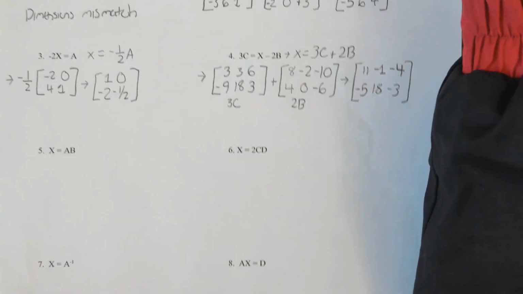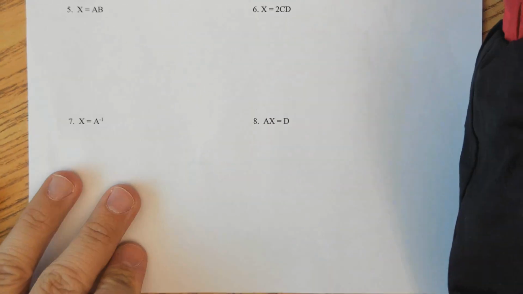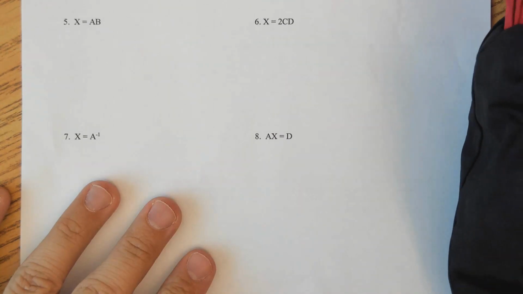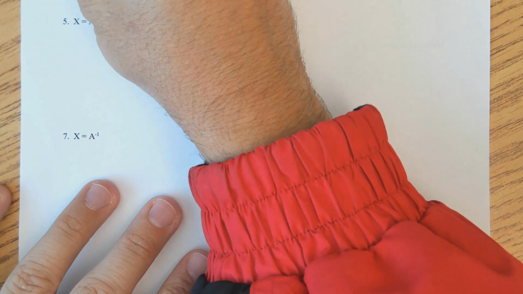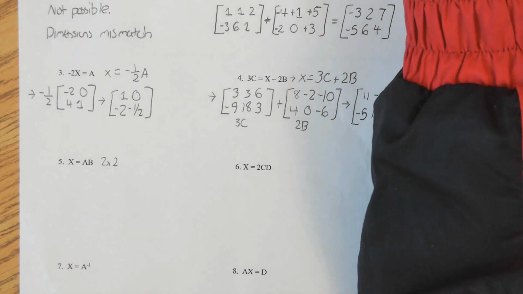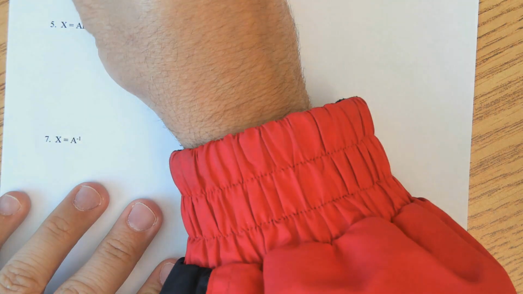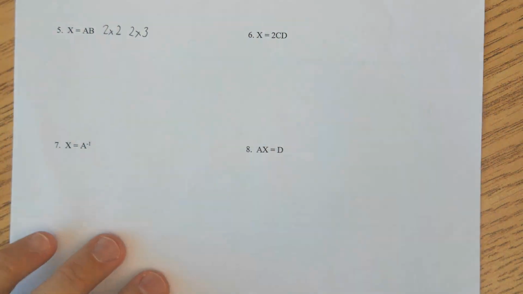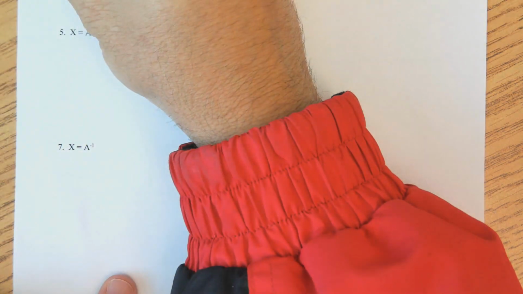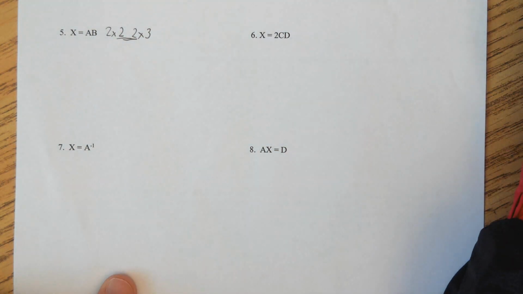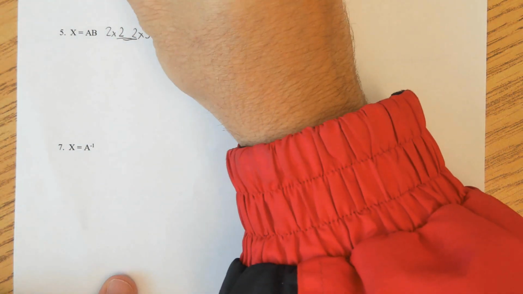All right, 5. Now it starts to get a little bit more complicated. Multiplication here. Now recall, when you do multiplication, A is a 2 by 2, and B is a 2 by 3. So why can I do multiplication? Because these two middle numbers match there. And so then your solution matrix is going to be a 2 by 3.